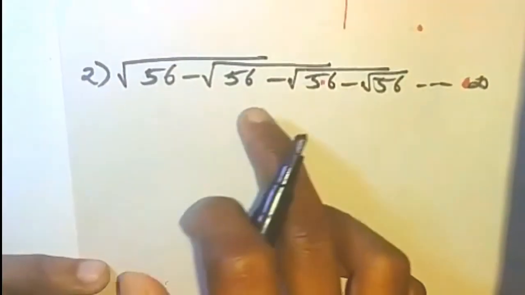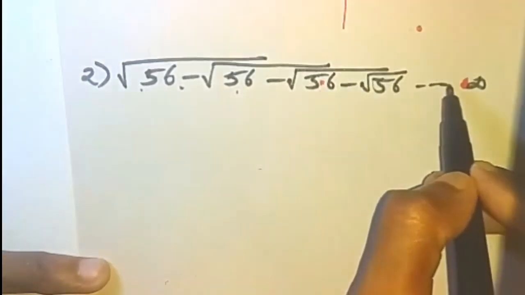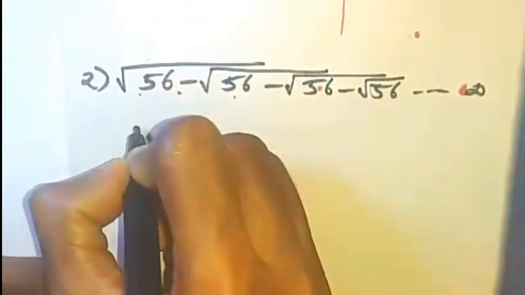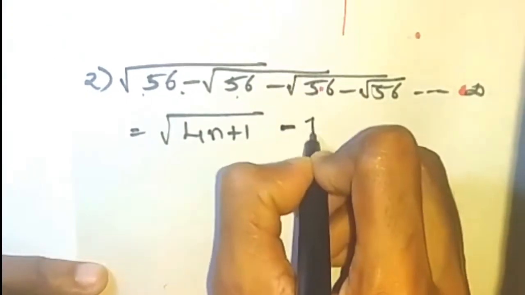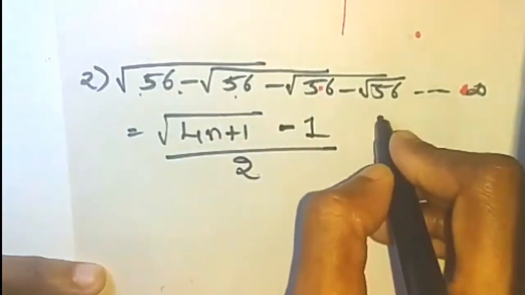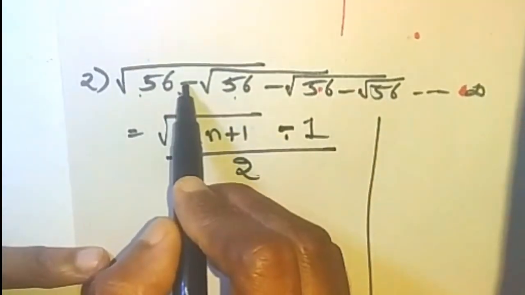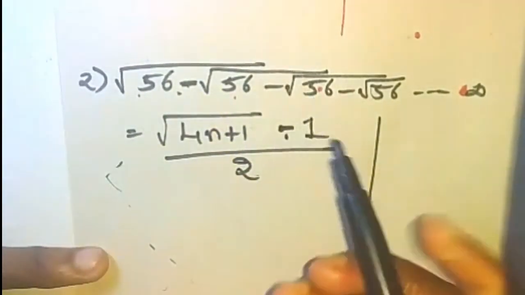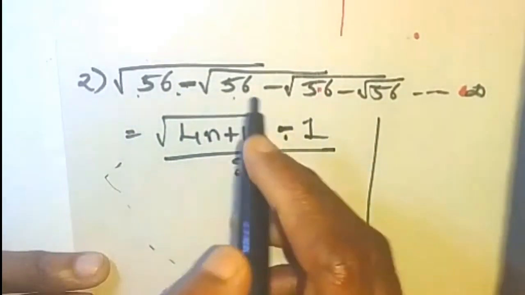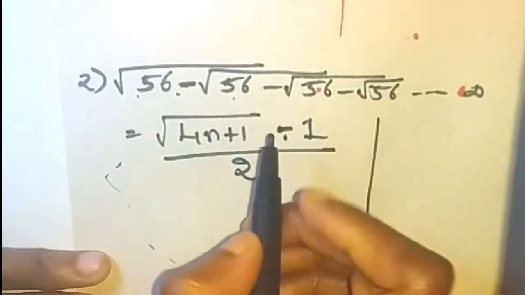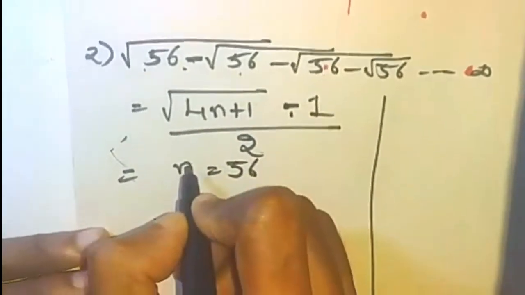Now this is one more problem, like under root 56 minus under root 56 minus under root 56, going on like this through infinity. We already had a formula: square root of 4n plus 1, minus 1, divided by 2. So you'll get a doubt here. Why am I taking minus here? Because in the question itself it is minus. That's why I'm taking minus. In the previous problem I had taken plus, because in the question there was plus. So it depends upon the question. Here the sign of minus and plus changes. Now n is equal to 56.